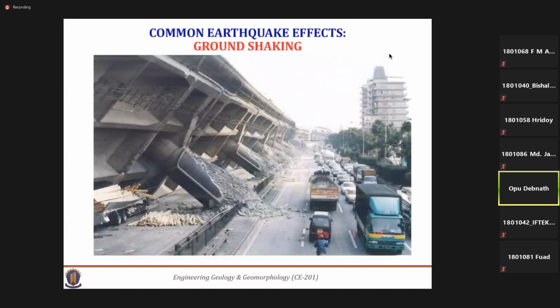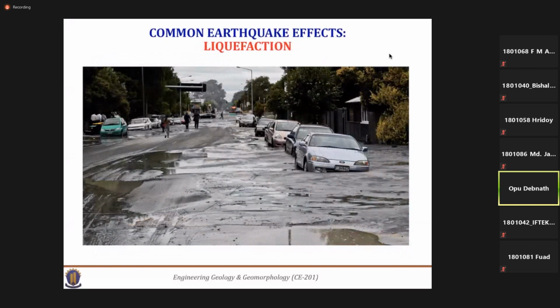This is the effect of ground shaking. That means structural damage. The bridges, structures, buildings, all of these may be damaged due to the earthquake. And another common effect is liquefaction. Liquefaction is a complex phenomenon in advanced studies of earthquakes. This is actually a single subject of study, liquefaction due to the earthquake movement.